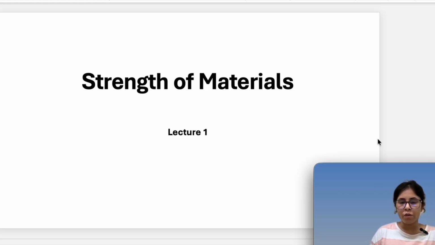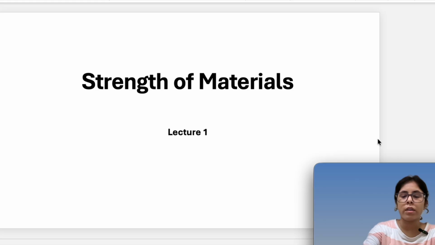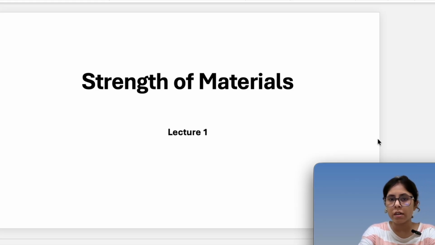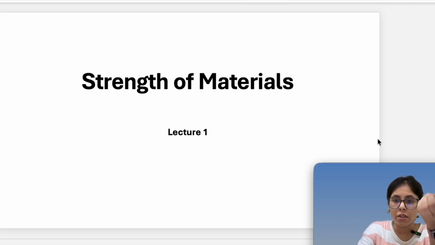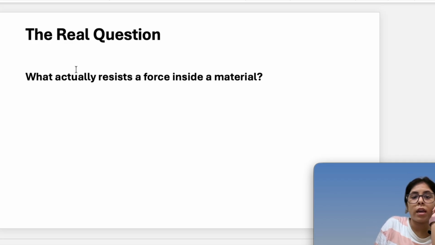So today I am going to start with the very first chapter, which is the properties of material and axial stress. In this chapter, the very first question which comes to our mind is, why are we studying strength of material, and from where did this idea come that we need to test the strength of a material? The question was actually, what actually resists the force inside a material.